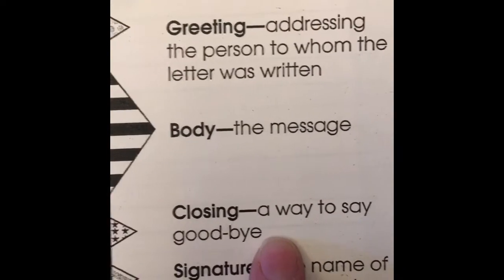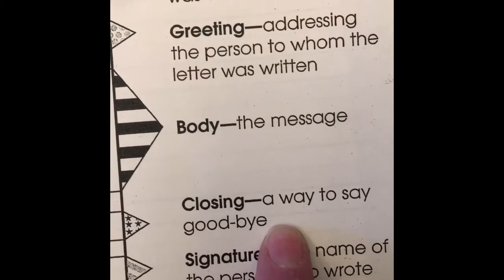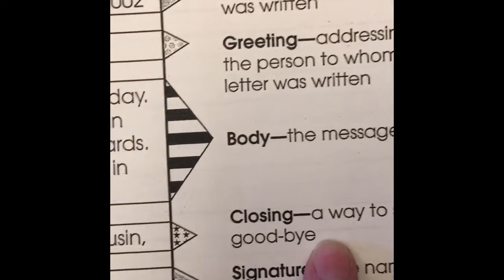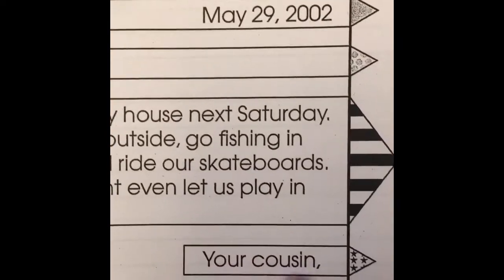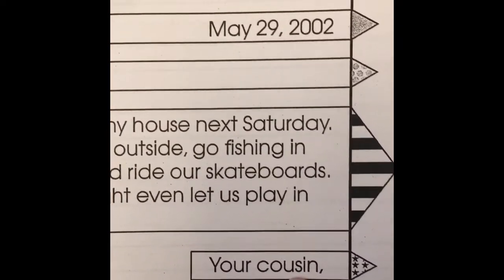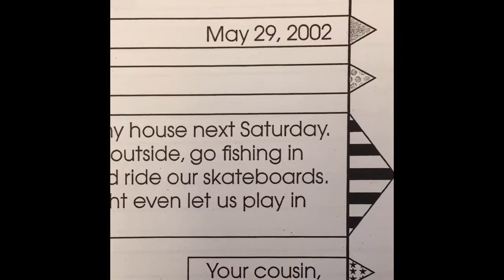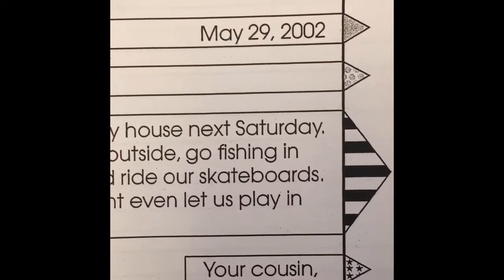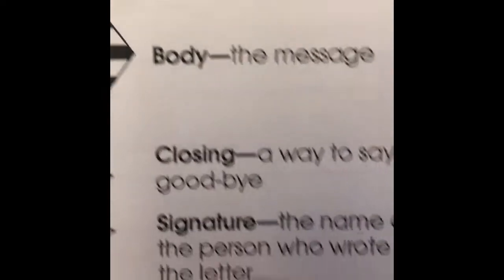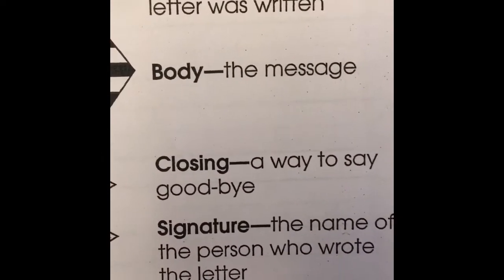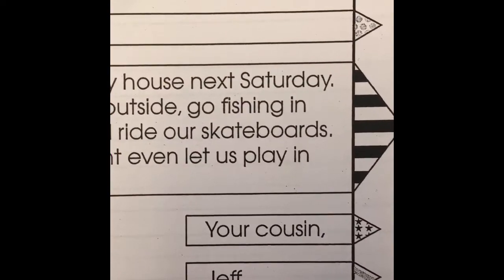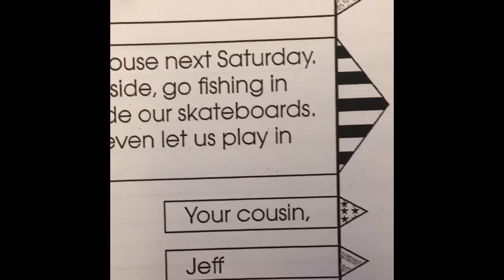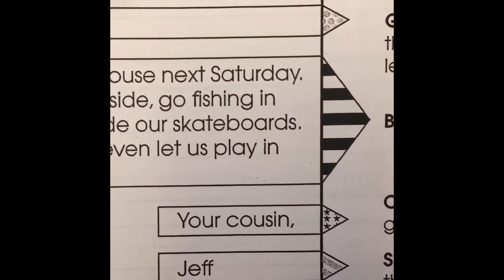And then we have a closing, a way to say goodbye. And there are many ways to say goodbye. Let's see what this one says. Your cousin. You could say your friend. You could say from. You could say love. You could say fondly. And then the last part is your signature. It's the name of the person who wrote the letter. So in this letter, Jeff wrote the letter. So you sign your name.